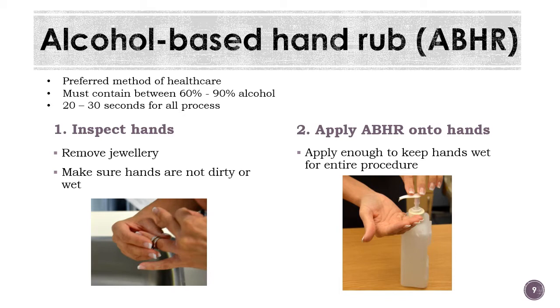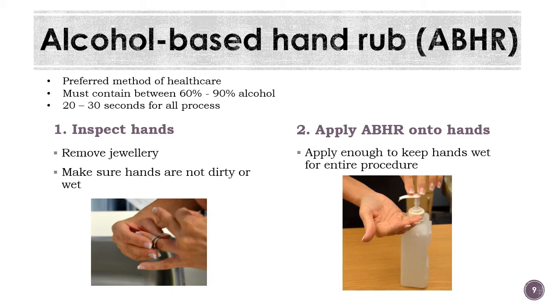And the final thing is that we must also make sure that our alcohol-based hand rub has between 60 to 90% alcohol. So the first step would be to inspect your hands. The reason for inspecting your hands is we have to make sure they're not dirty, so not visibly dirty or wet, because both these factors affect the efficacy of the alcohol-based hand rub. Secondly, we also want to inspect for jewelry in case we've forgotten and remove the jewelry.